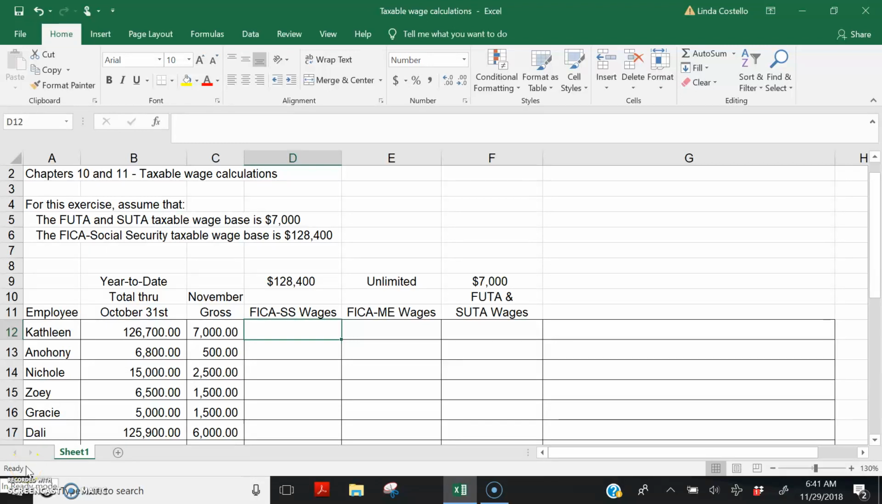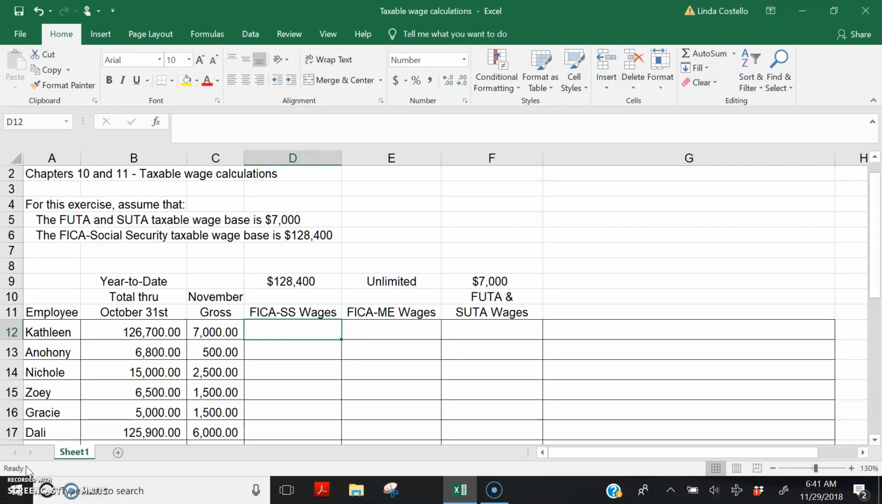Hi, everybody. In this exercise, we'll practice calculating wages subject to the following taxes: FICA Social Security, FICA Medicare, FUTA, and SUTA. As always, I strongly recommend that you download and print the worksheets that accompany this lecture so that you can follow along with the video and practice calculating wages subject to employment taxes.